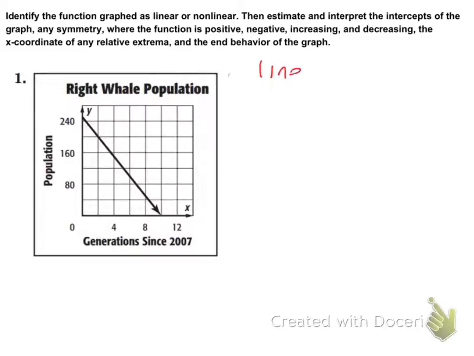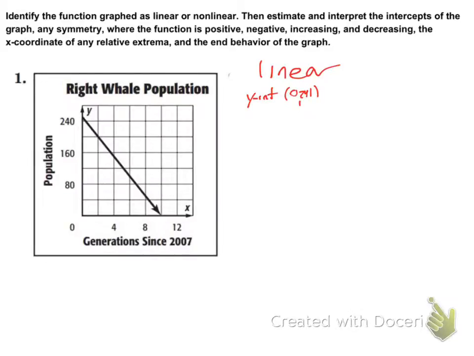It's linear. It looks like a line. Okay. Is everybody okay with that? Okay. Estimate and interpret intercepts. Any intercepts? Does it cross the x or y axes, or touch them? Y. Okay, we have a y-intercept. Where? 0, 241. Okay, is everybody okay with that?